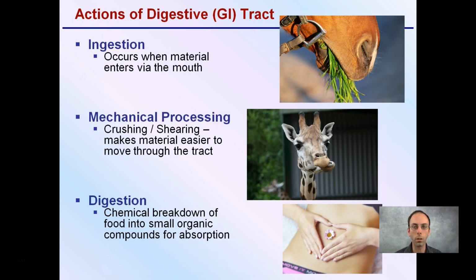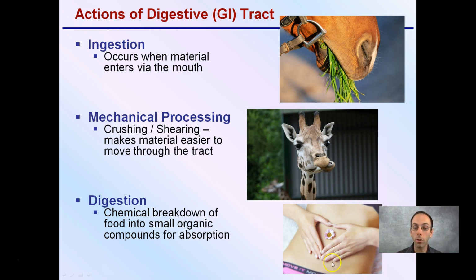Continuing on, we have actions of the GI tract. So what's in general occurring? We just saw what's occurring at very specific locations, but in general, first off, we have the ingestion process. This occurs when materials enter the mouth. Here we see the horse eating the grass. This is the ingestion part. You have to have it first enter that GI tract. Then there's the mechanical processing. This is the crushing and tearing we see here with the giraffe, and it's basically making the materials a little smaller and easier to move throughout the GI tract.